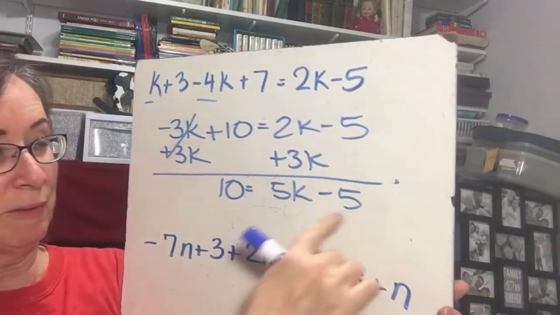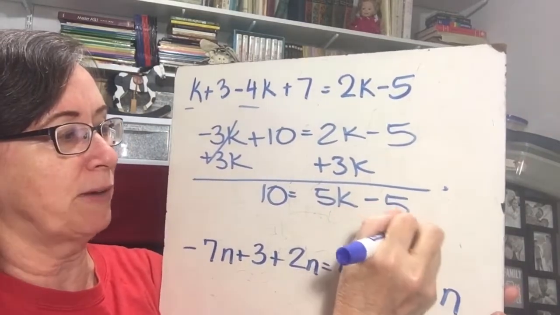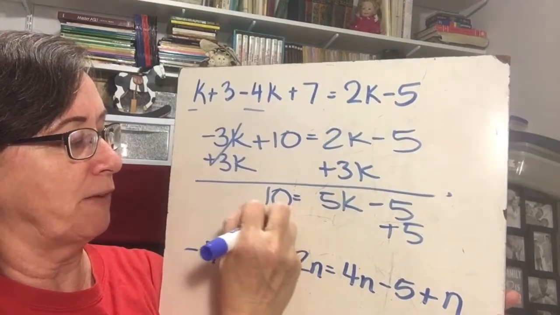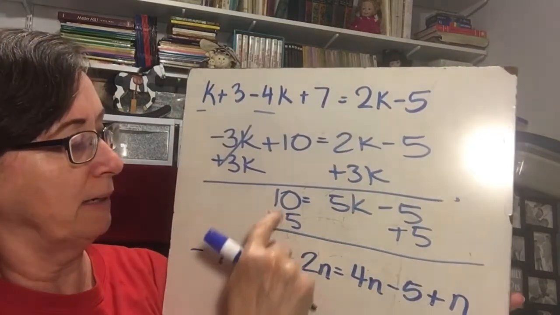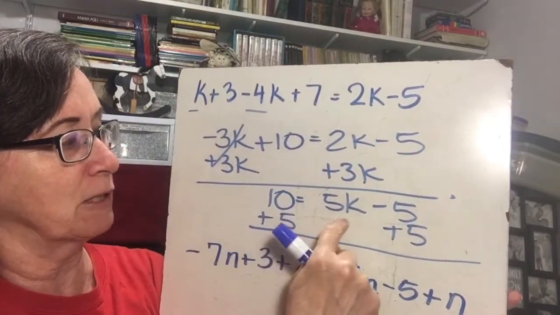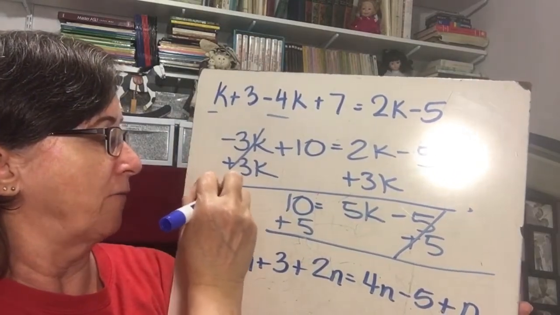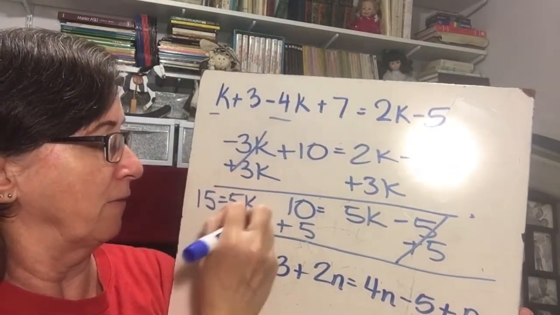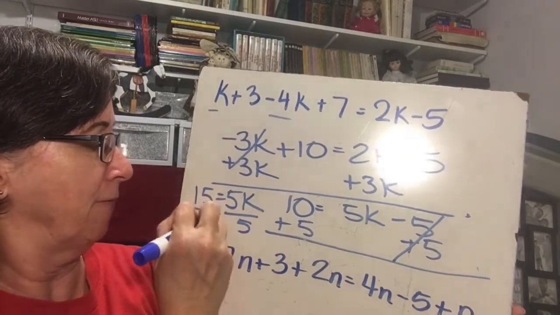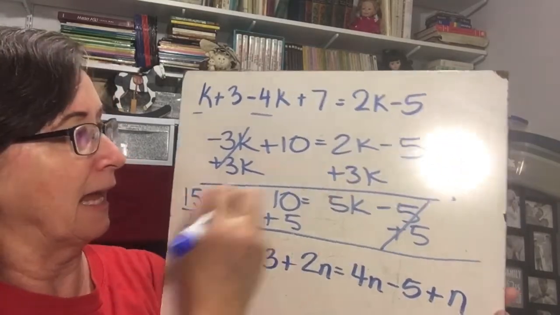But then I want to get rid of the minus 5, so I plus 5 plus 5, and I wind up with 15 equals 5k. And 15 equals 5k means I divide by 5, and I divide by 5, and I get k is 3.